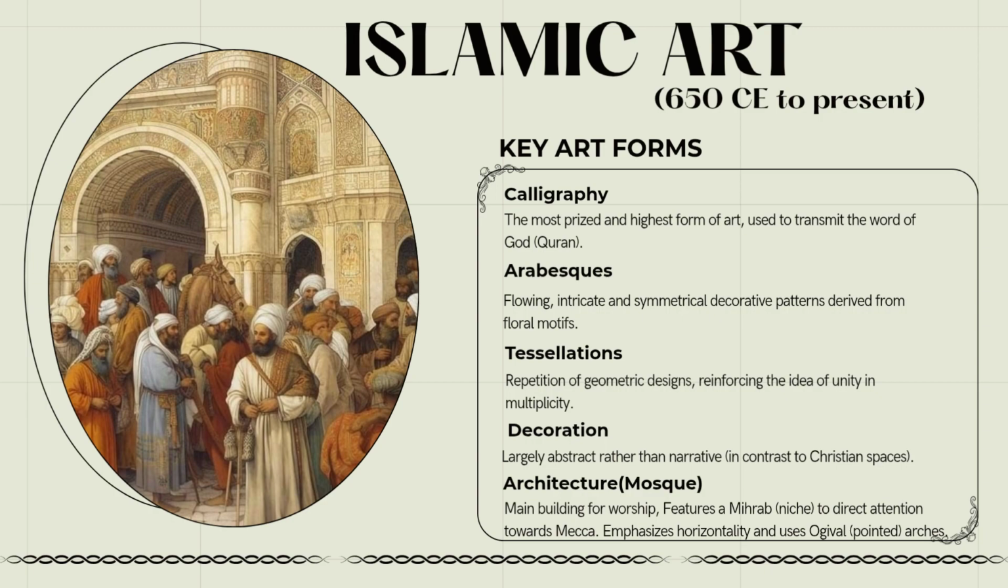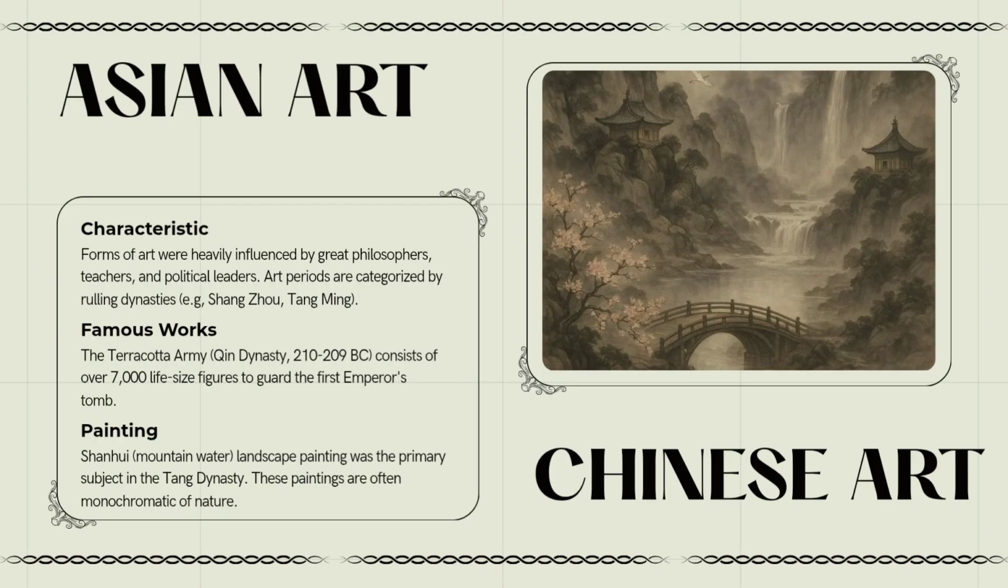Moving on to Asian art, starting with Chinese art. Chinese art was deeply influenced by philosophers, teachers, and political leaders. Much of its history is categorized by dynasties such as Shang, Zhou, Tang, and Ming. Key aspects include landscape painting, especially shanshui, or mountain water paintings, which were often monochromatic. The terracotta army, consisting of over 7,000 life-sized figures built during the Qin dynasty. Art that focuses on harmony with nature and balance.